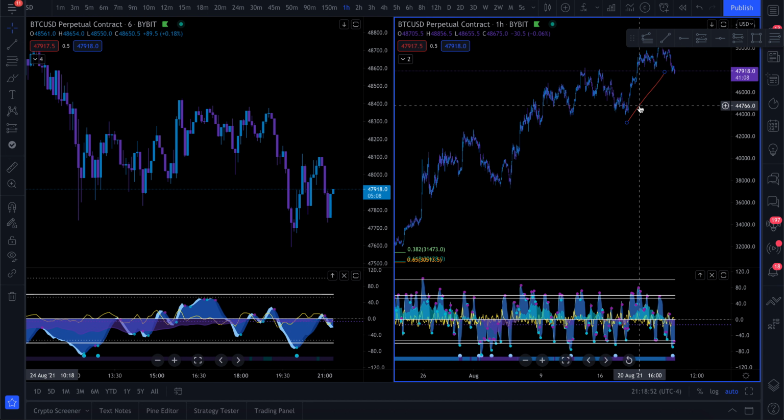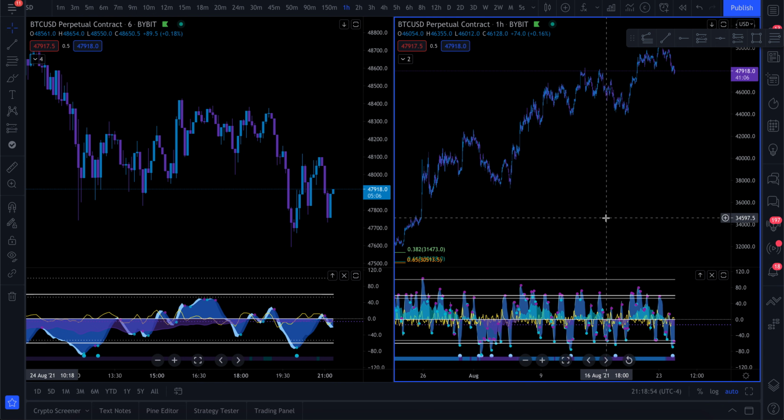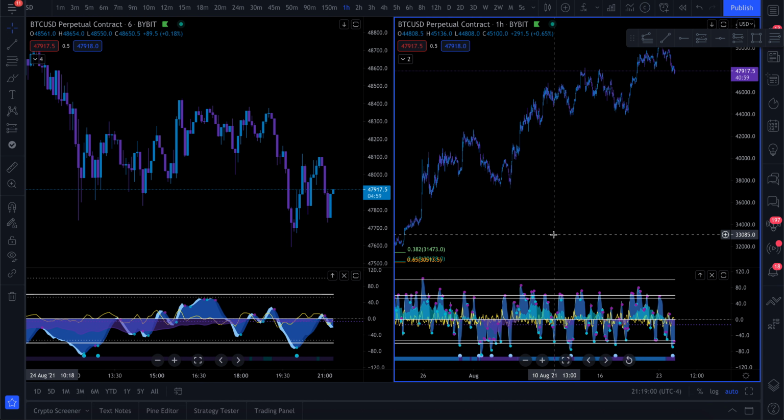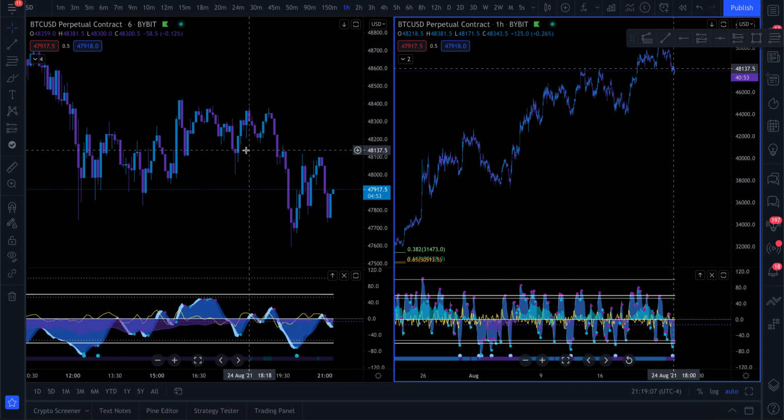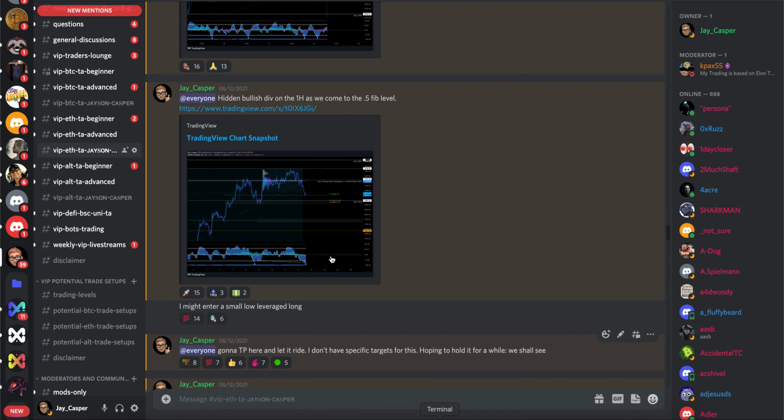Okay, the way we're going to do this is we're going to look for a hidden bullish divergence on the 1 hour time frame, and then we are going to look for a regular divergence on the 6 minute time frame. Okay, so that first trade, that Ethereum trade, I also posted a Bitcoin trade setup in my Discord.